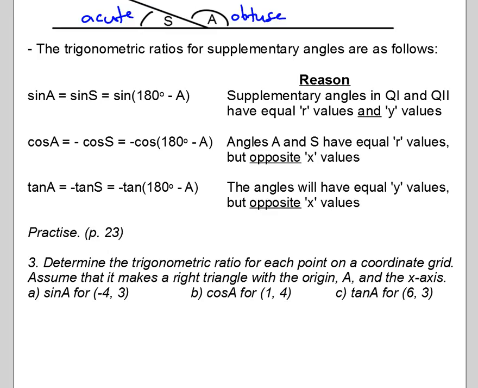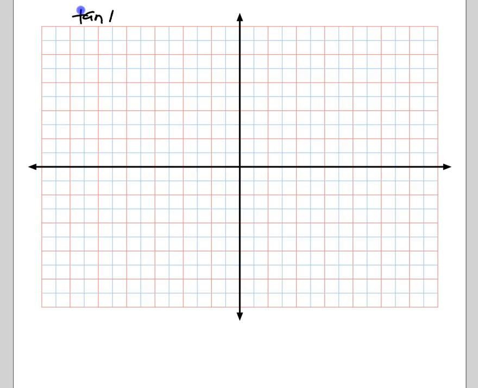So to tan now. Tan A of a point (6, 3), which is also going to be in quadrant 1. So tan A for (6, 3). Let's locate our point, over 6, up 3. Draw your terminal arm. Drop down to the x-axis, which is always your initial arm.